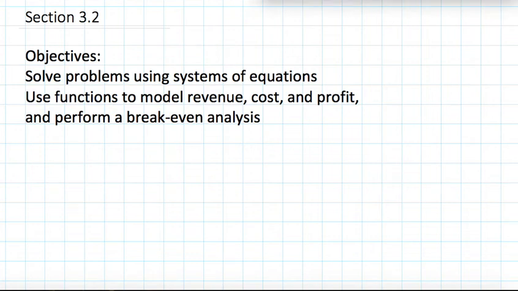This video is for section 3.2. Our objectives for this section are to solve problems using systems of equations, use functions to model revenue, cost, and profit, and perform a break-even analysis.